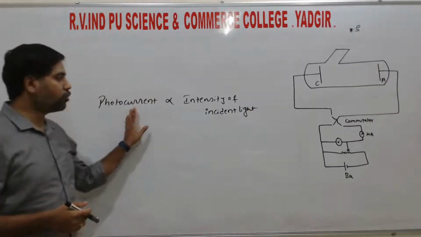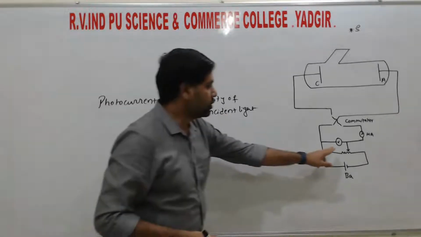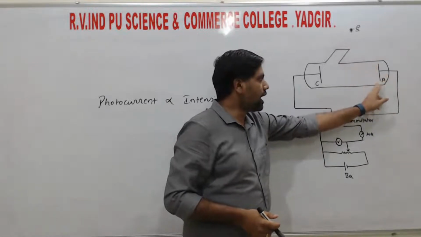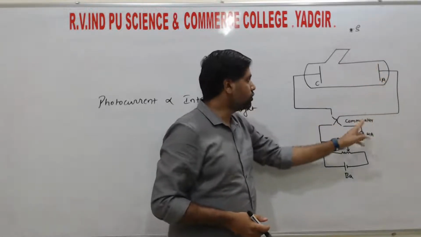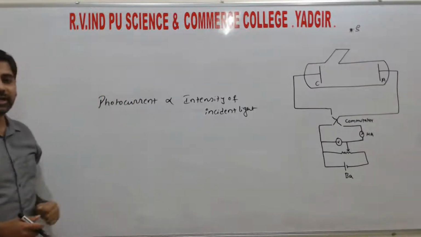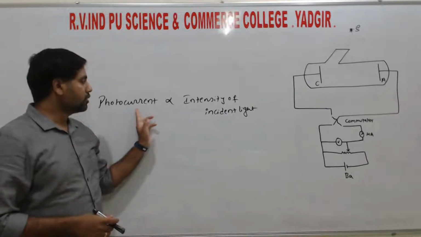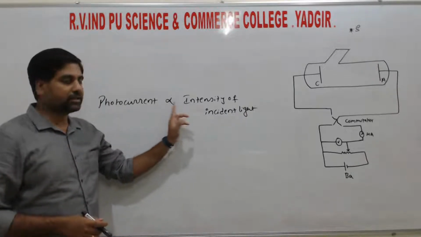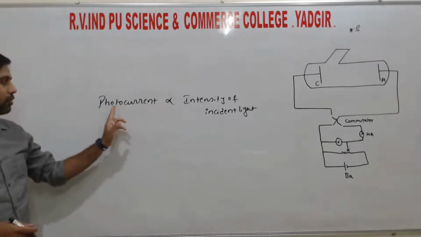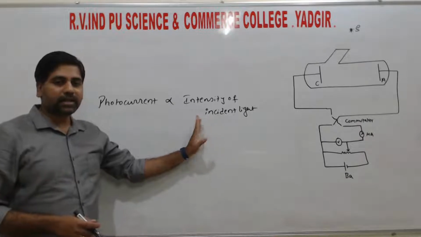We get the photocurrent against the intensity of the incident light, keeping the potential across the plate A, and also the frequency of the source light, constant. So here we get a linear curve. Photocurrent is directly proportional to the intensity of incident light.